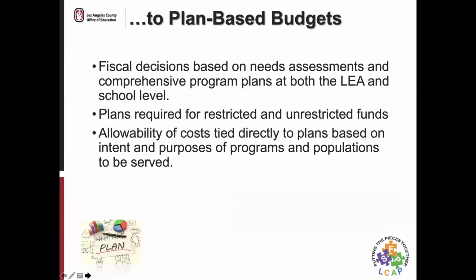Fiscal decisions are based on a needs assessment and comprehensive program plans at both the LEA and the school level. And then plans are required for both restricted and unrestricted funds now. And allowability of costs is tied to the plan. In addition to other requirements, the plan becomes critical, and it's based on the intents and purposes of the program, the populations to be served, but reviewers look at the plan to see, is that cost well defined and documented in the plan?